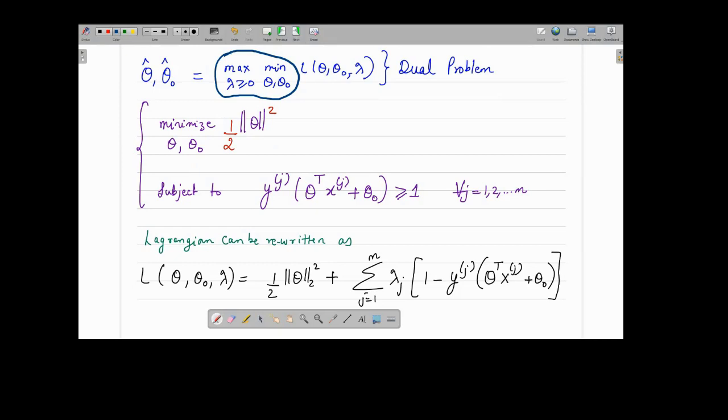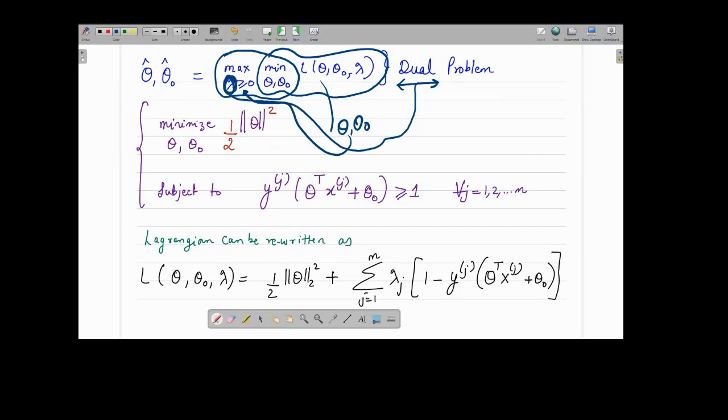So we will first take the derivative with respect to theta and theta 0, and then we will substitute those values of theta and theta 0 into this, to get the solution for lambda. That is why we are calling it the dual problem, because finally you are solving for lambda, and lambda is the dual variable. That's why we are saying we will go for the dual space. Okay.